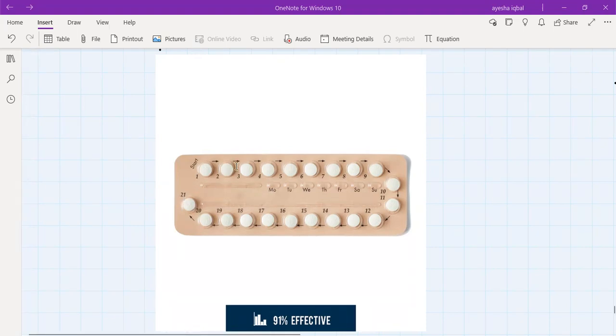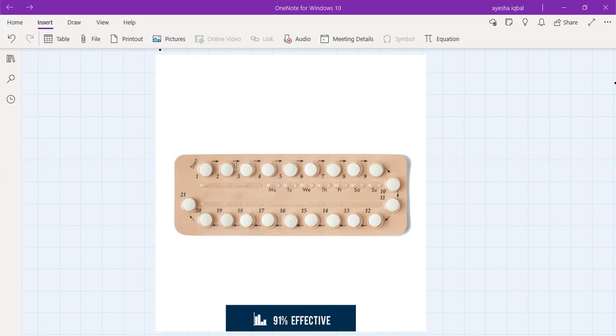Okay, now we need to tell the patient about missed tablets as well, or missed pills. So, for example, she forgets to take a pill. If she forgets to take one pill, that's okay. She can take the pill as soon as she remembers, but she doesn't need to panic. She doesn't need to do anything else, and then she can proceed taking her pills as usual. Okay, but what if she misses two pills?